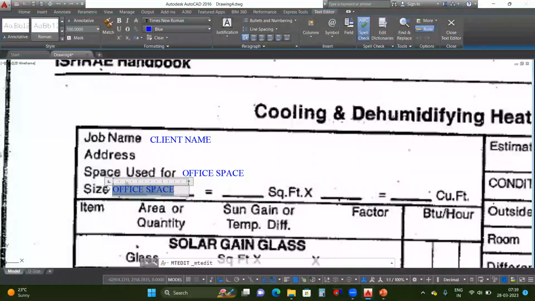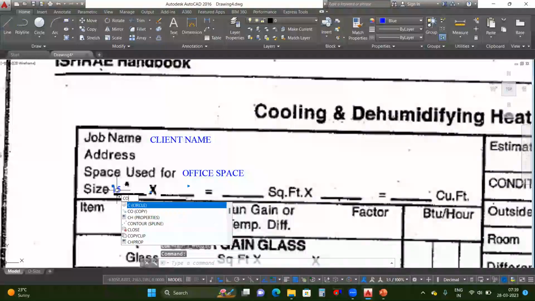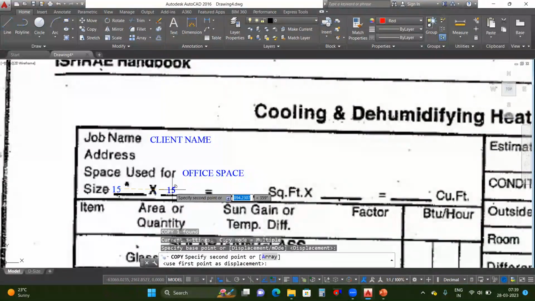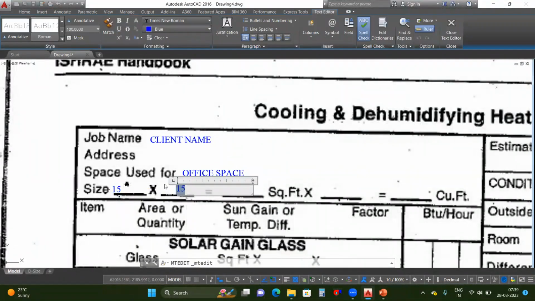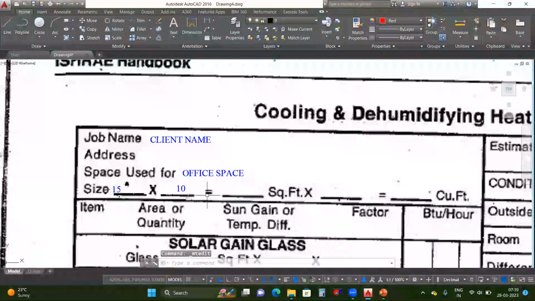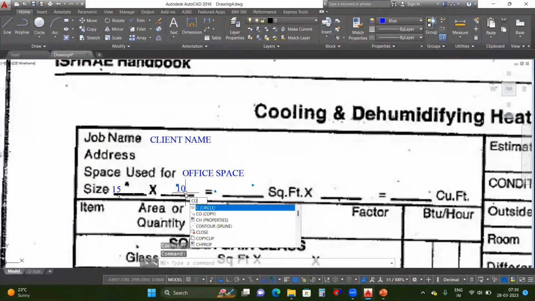So I will write it here, 15. Remember that all the values taken here in heat load calculation are in feet or square feet. 15, 10. So what will be the square feet here? 15 multiplied by 10, 150 square feet.